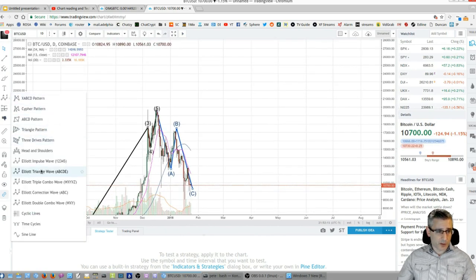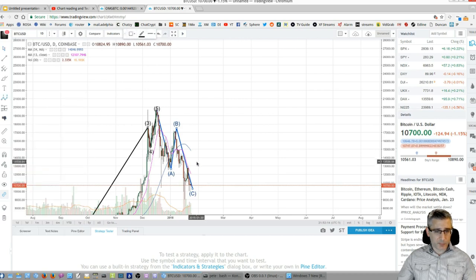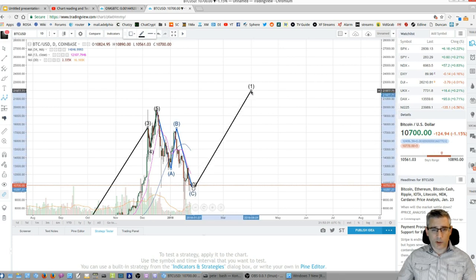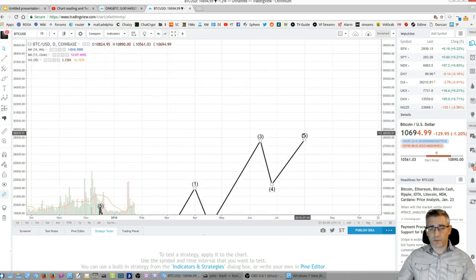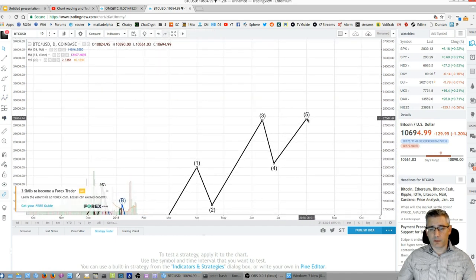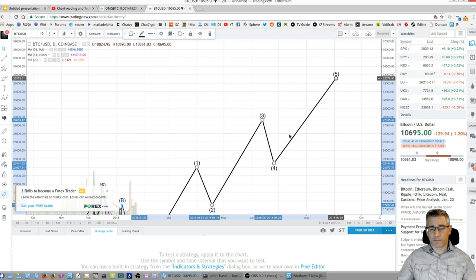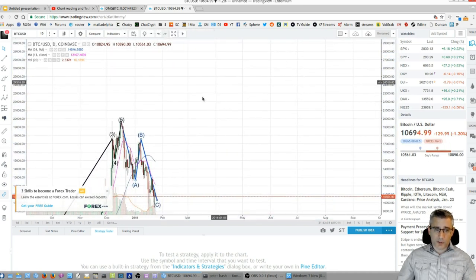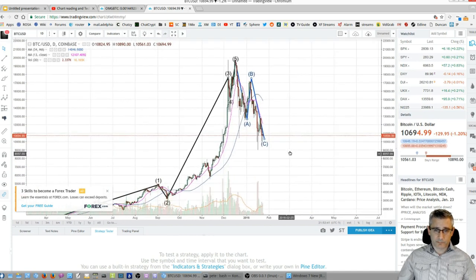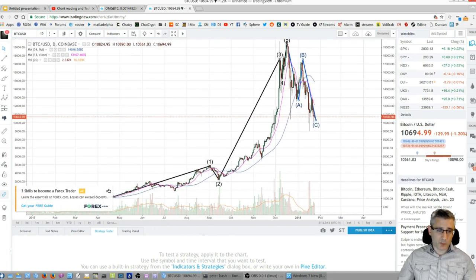So if I go back to the Elliott impulse wave, there's a good chance it may do something like this. Continue on. 1, 2, 3. I can't go higher, but 4, 5. So I'll draw this a little higher. That's one scenario, okay?